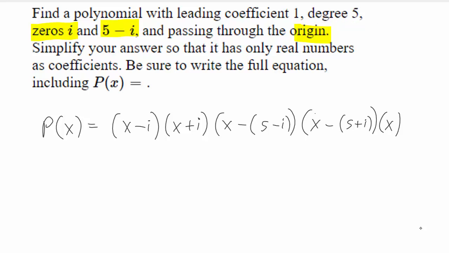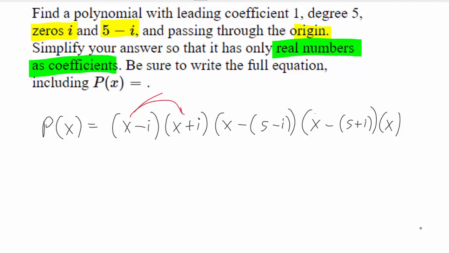So are we done? We wrote it in factored form. Does it tell us that we have to write it in standard form and multiply it all the way through? No, it does not. So this would technically be okay, except it does say simplify your answer so that it has only real numbers as coefficients. And right now, we have imaginary numbers. So we are going to need to multiply through a little bit.